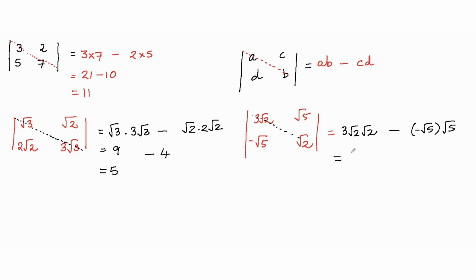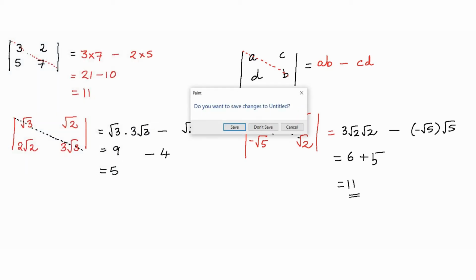So root 2 into root 2 is 2, 2 3s are 6. Minus into minus is plus, and root 5 into root 5 is 5. So 6 plus 5 therefore becomes 11. So the value of this determinant is therefore 11. You need to be careful with the different terms that you have, okay, especially the signs.